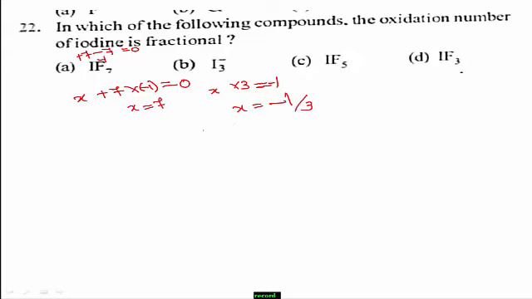Next, IF5: here F is minus 1, 5 into minus 1 means minus 5, therefore iodine is plus 5, then only it becomes 0. In IF3 iodine is plus 3. Right. In which of the following compounds is the oxidation number of iodine fractional? In I3 minus, because here the oxidation number is minus 1 upon 3.